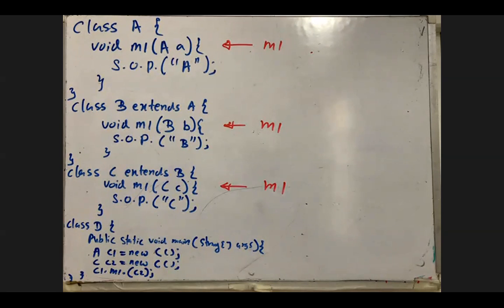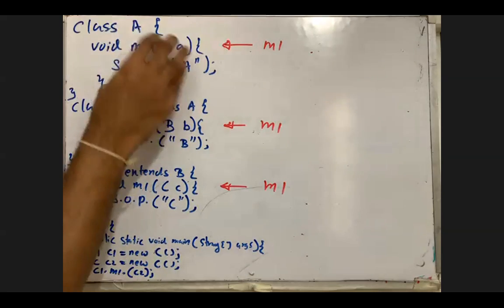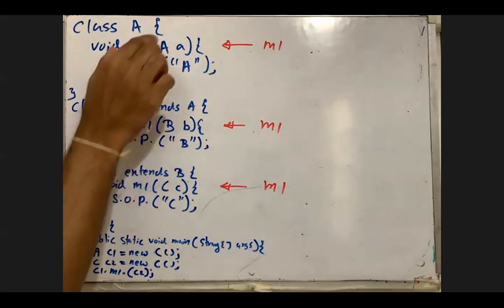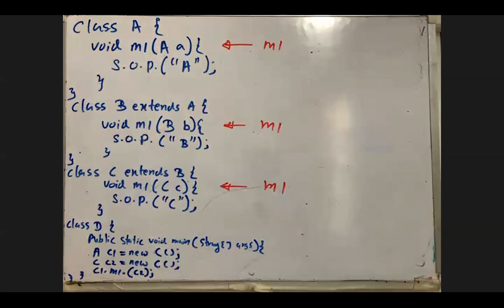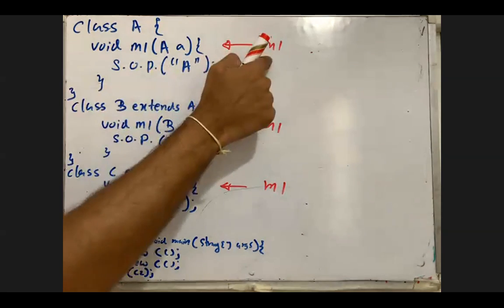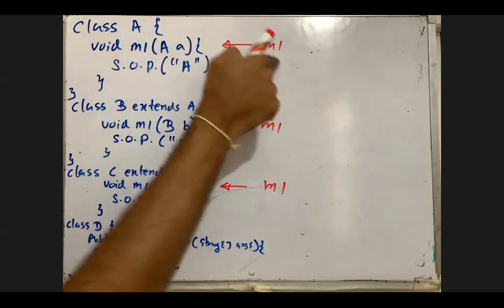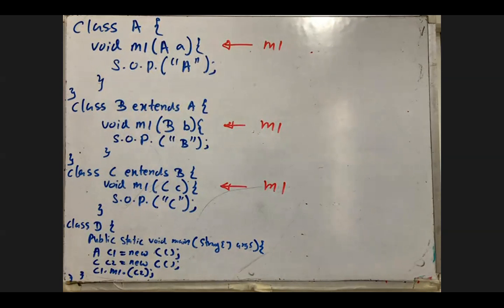Different parameters. Yes, I told you if you need to override this M1 here, the method signature should be the same. What is the method signature here? What is the data type of the first method? What is the passed data type? What is the passed parameter? The method signature is method name plus order of parameters.